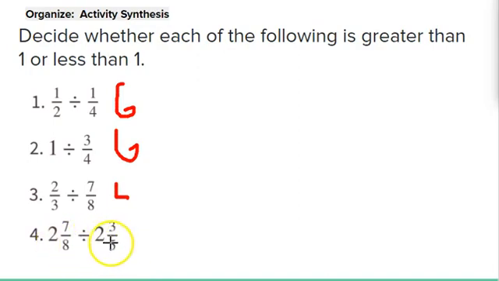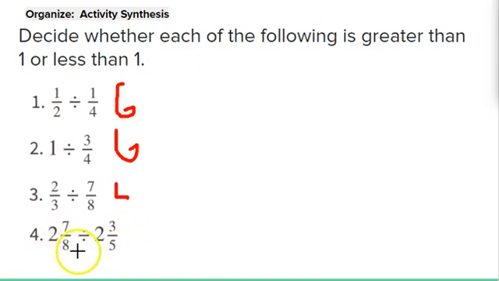What about here? 2 7/8 divided by 2 3/5. Well, this is smaller than this here. So it is going to be close to 1, right? But it should end up being just a little bit more than 1. Let's see if I'm right this time.